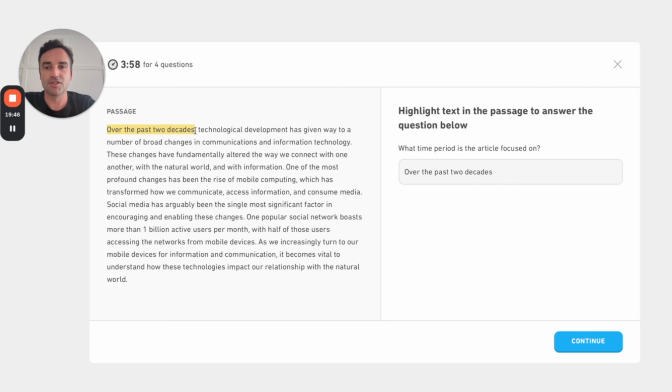Okay, yeah. So only highlight what is necessary. You don't need to highlight the whole sentence, for example. You just highlight the correct answer. Sometimes that might be a whole sentence, but in this case, it's just this part.